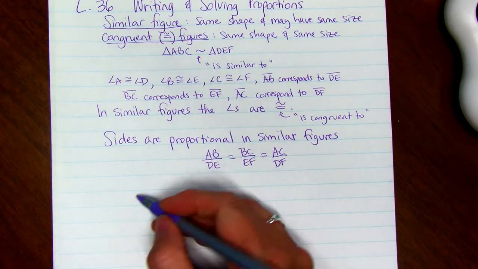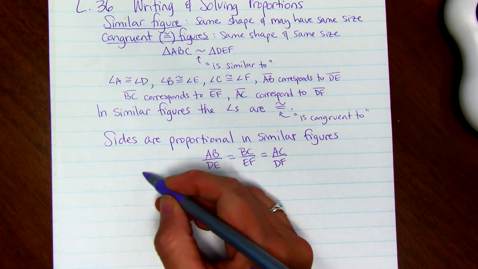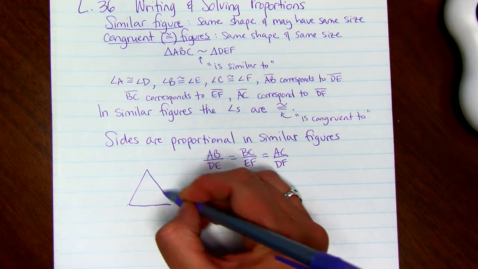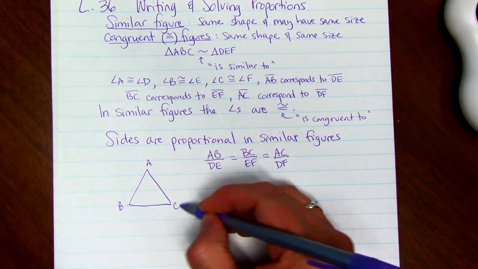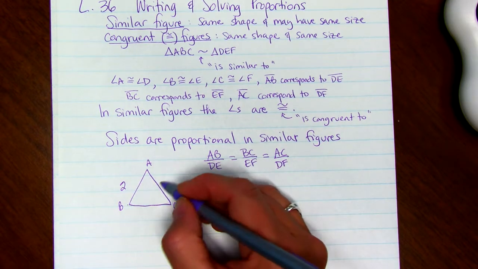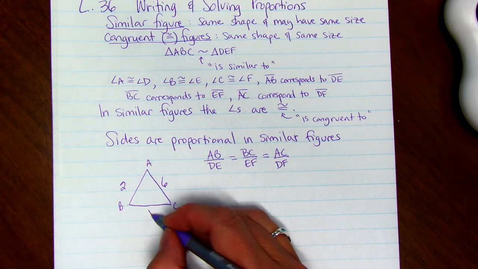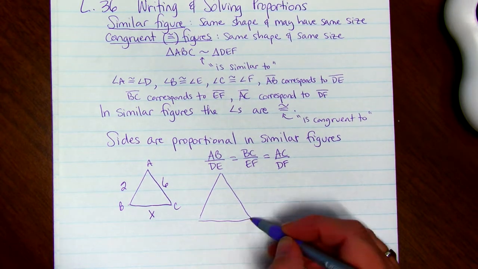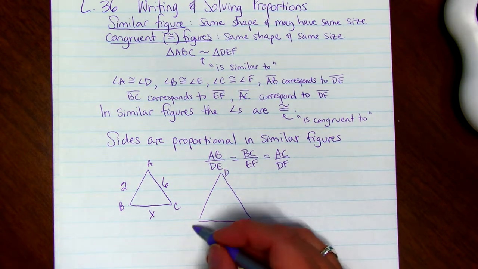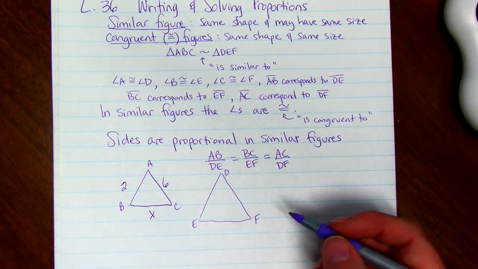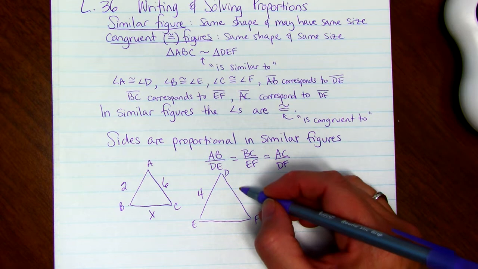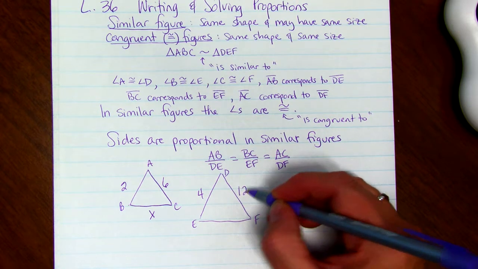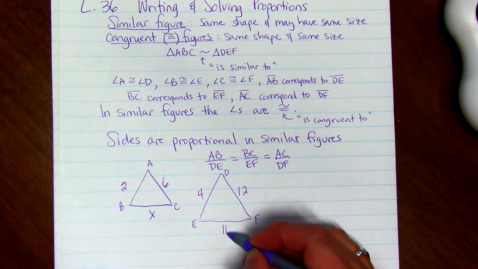So let's give an example where we have two triangles. We'll do ABC. We'll say AB is 2, AC is 6, and BC is X. Then we'll do a similar triangle, DEF. DE is 4, DF is 12, and EF is 16.